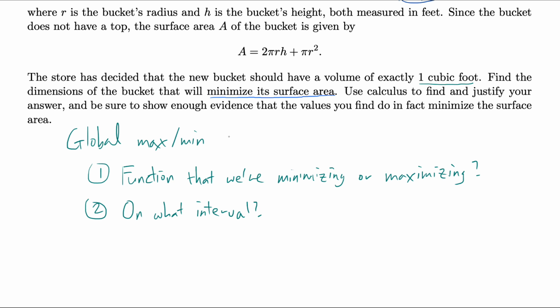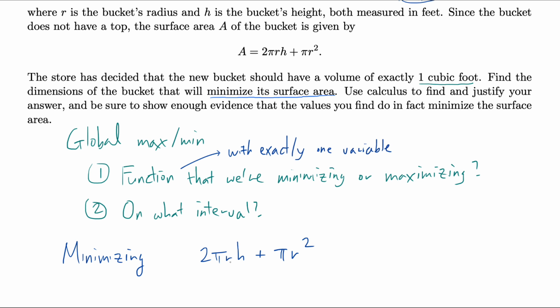So what are we doing here? Well, we know we are minimizing the surface area, and they tell us the equation for the surface area. So we know we're minimizing 2 pi r h plus pi r squared. But now, before we get to the question of the interval, there's actually one more point I want to make. Because so far we're in single variable calculus. This is a calculus 1 class. Really, we only know how to minimize or maximize a function with exactly one variable. And what is the problem here? Well, we have two variables. We have radius and height. So if we have two variables, you don't know how to differentiate it, at least at this point. So we really don't know how to minimize this.